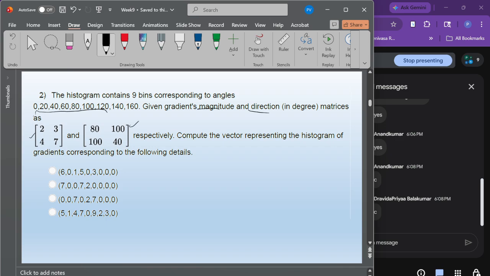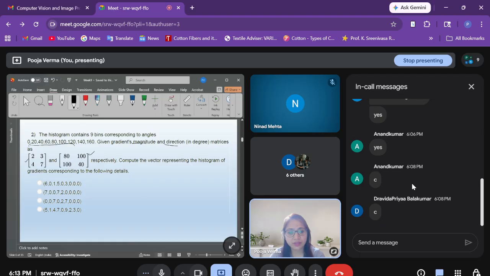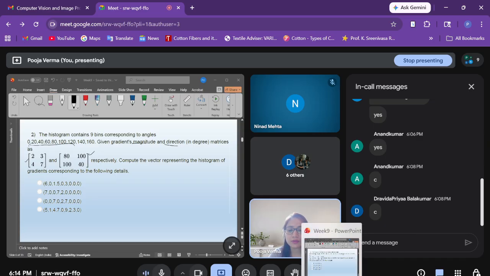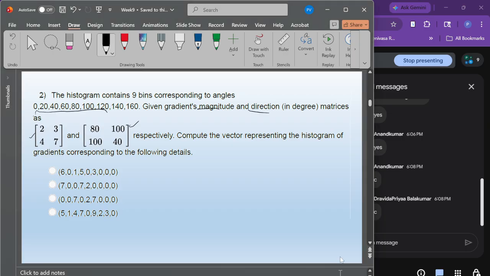So how can we calculate this? Does anyone have any idea how to proceed with this question? We will solve it in detail here, step by step.